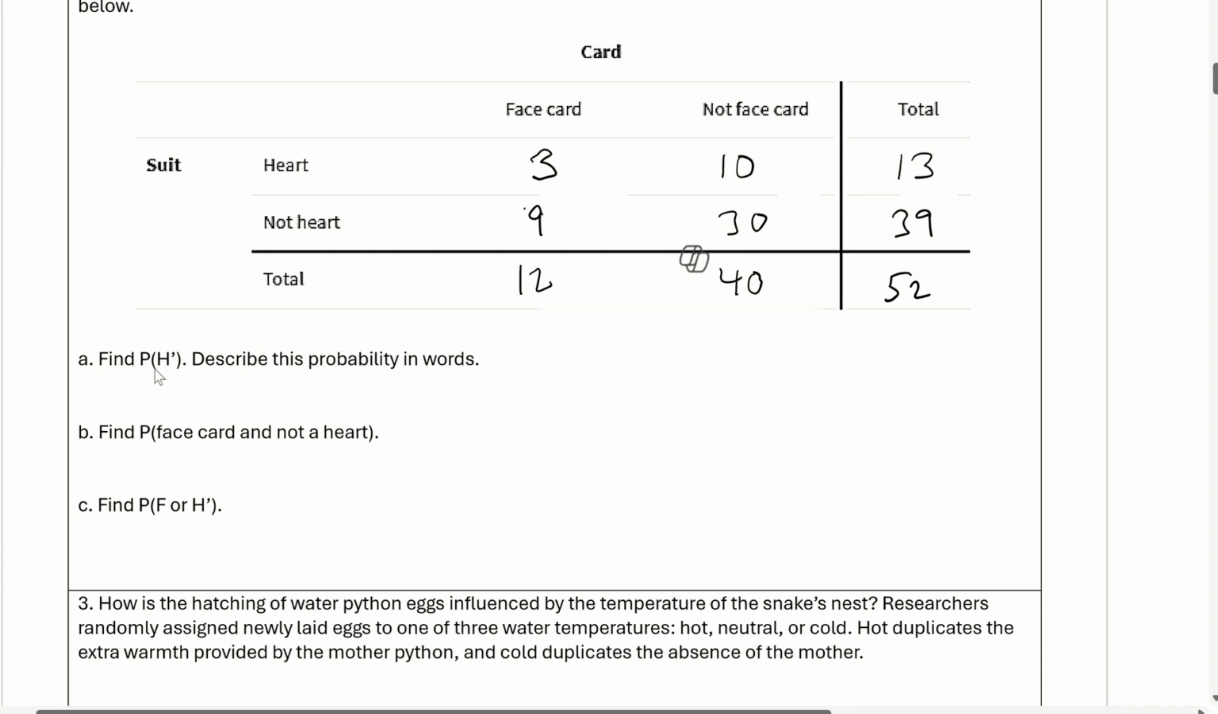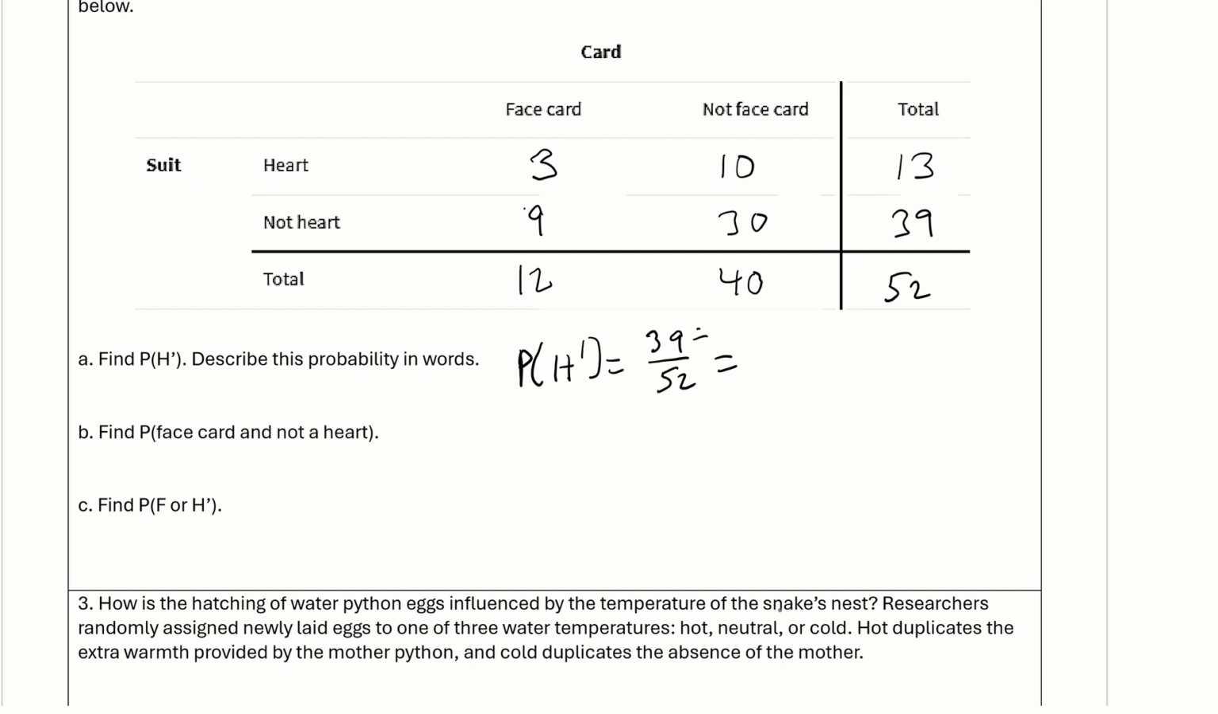Now we want to find the probability of H prime and describe this probability in words. The probability that we do not get a heart. So non-hearts. How many non-hearts are there? Well, there's 39, so it's 39 out of 52, which if I divide by 13 top and bottom gives me 3/4.